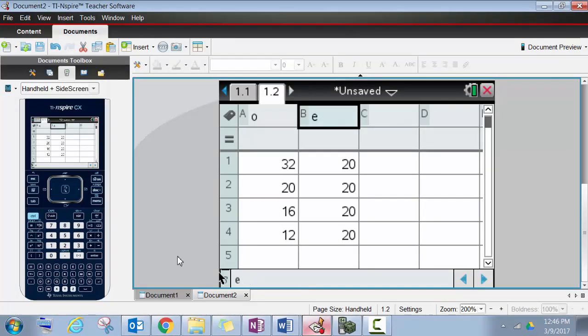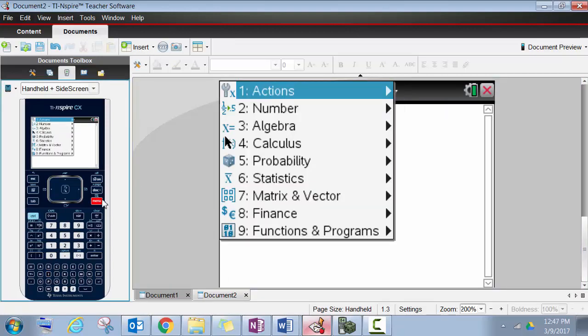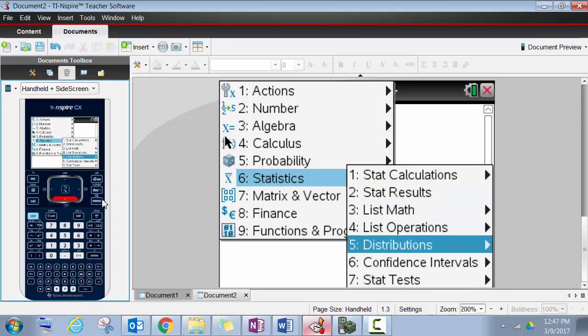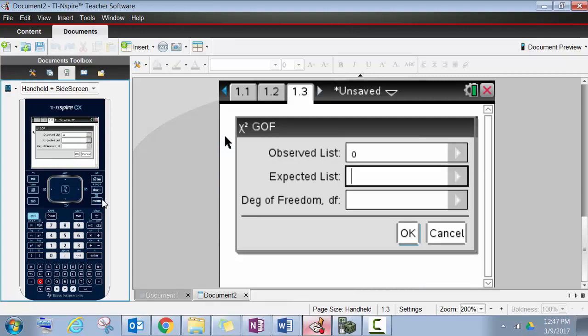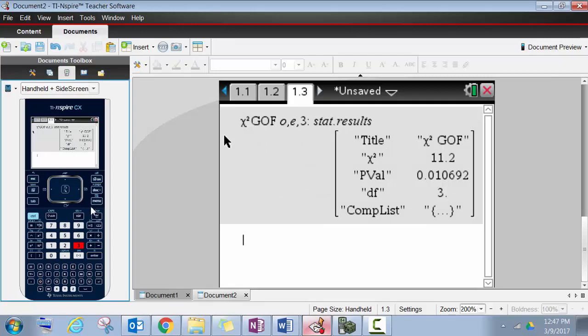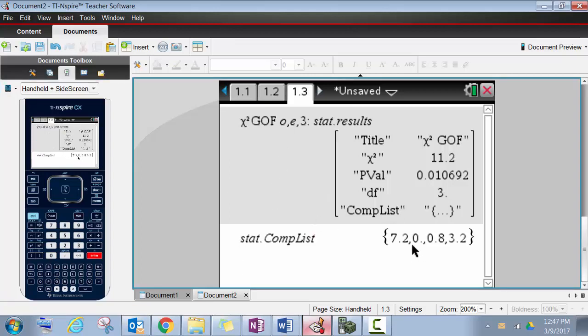If we look here on this calculator, we can go to a new page, just a calculator page, menu, statistics, stat tests, goodness of fit, observed and expected, degrees of freedom 3. And here we want the comp list if we want to see which ones give us the most trouble. You hit var and you go to stat comp list. So we get the same number, 7.2, 0, 0.8, 3.2.